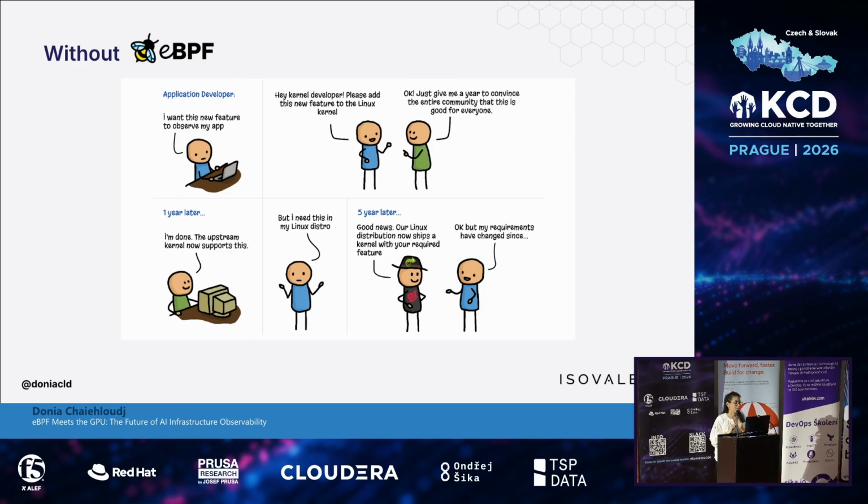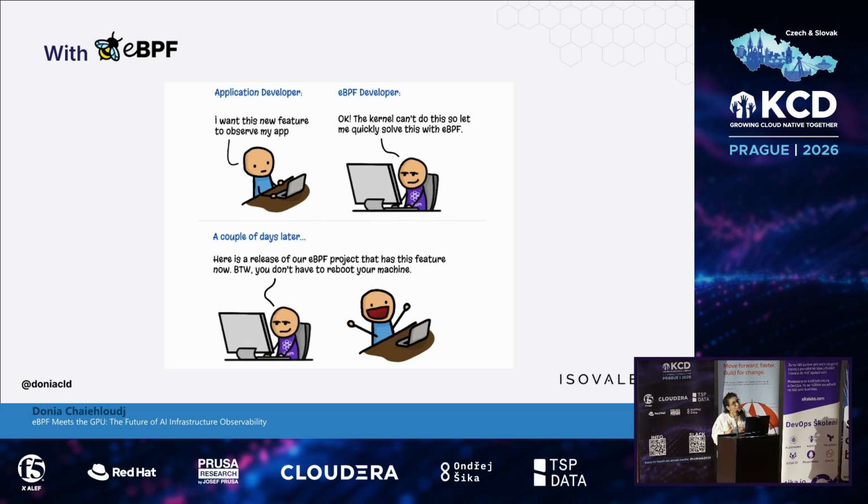Without eBPF, if you want to make changes in the Linux kernel, you have to submit a PR to Linus Torvalds, and then it has to get approved, and then it's going to take years before it's going to be in the distro. So that can be a very cumbersome process. You can also run kernel modules, but it can be very risky because of the stability. So with eBPF, that's just easier.